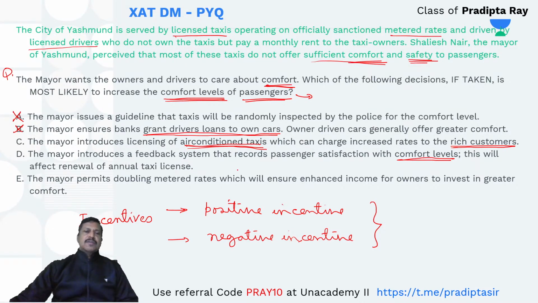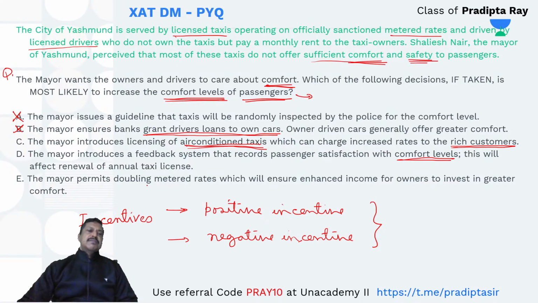Okay? So the comfort level will be given by the passengers, and depending on the comfort level or feedback given by the passengers, the renewal will be affected. So this can be okay because feedback is taken and an action is also there. Renewal will be affected, whether renewal will be given or not given, so that will be done. So this is okay. C and D are more or less giving something, right?